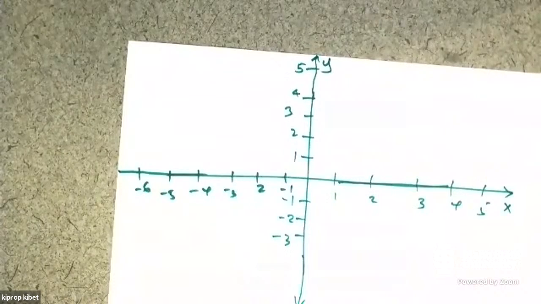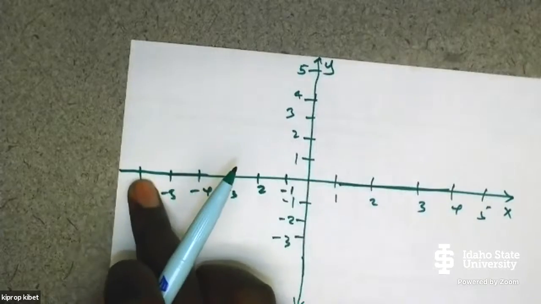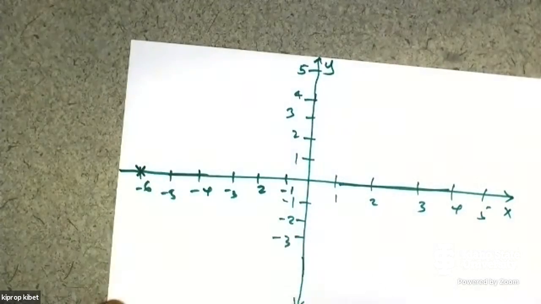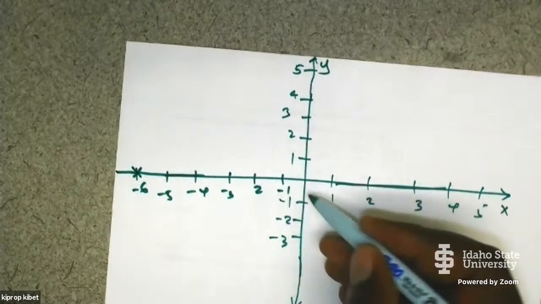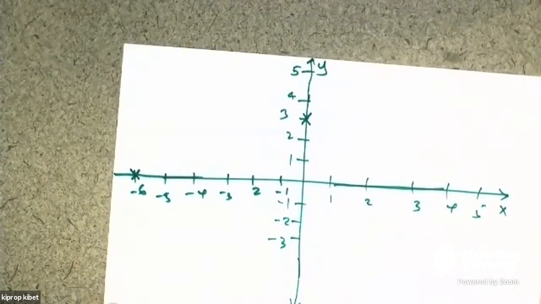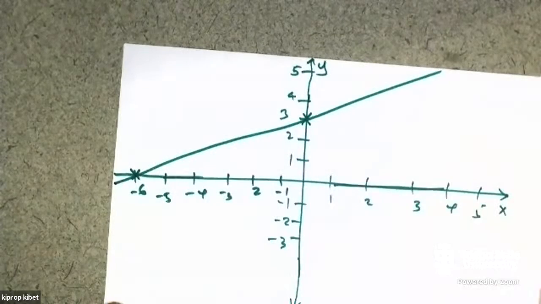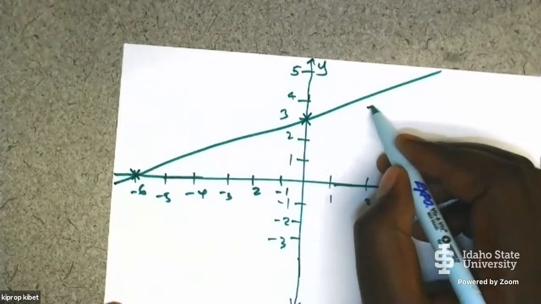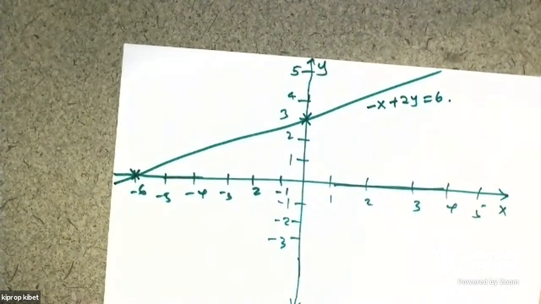So where is the point? -6, 0. It is on the what? X-axis, right? So -6, then y is what? 0. So that is the point. Where is the point 0, 3? It is there. And then we do what? We draw a straight line there. And this is our equation, minus x plus 2y equals to 6.